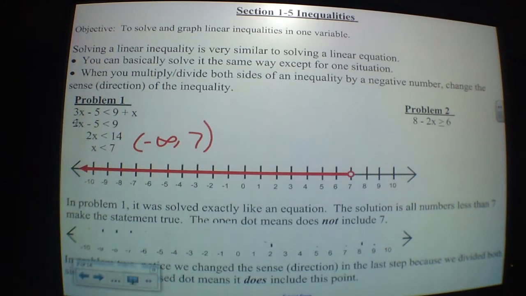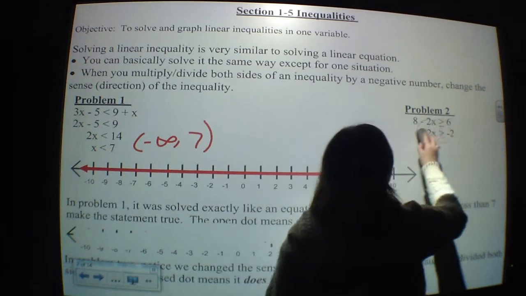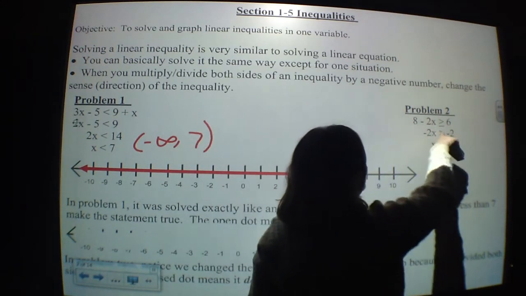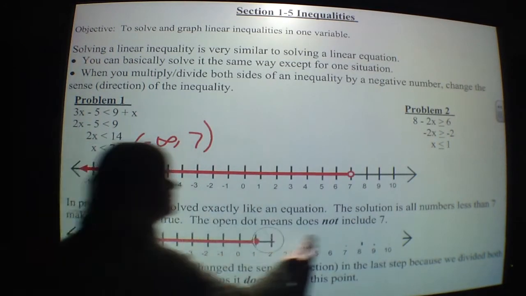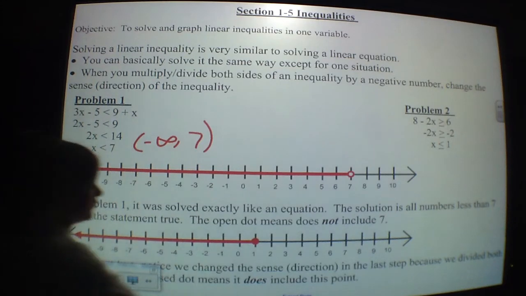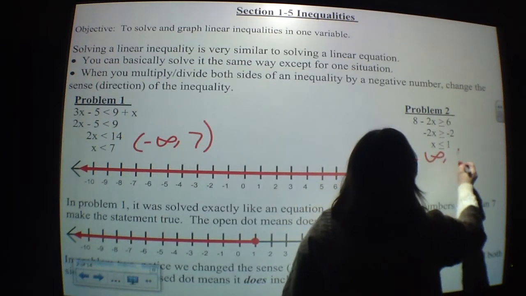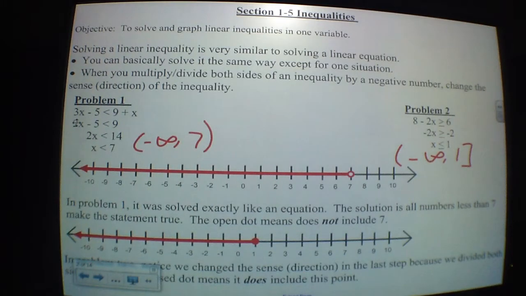The next one, I'm going to subtract 8. I'm going to divide by negative 2. Notice when you divide by a negative 2, the direction changes. So now here's a graph of this one. And in interval notation, this one is negative infinity to 1. But it includes the 1, so that's why it's the squared off bracket. The first one did not include the 7.